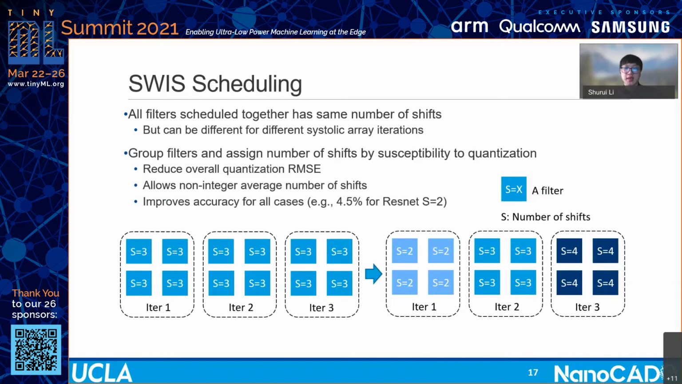at the same time. Instead of letting all 12 filters use 3 active bits, the scheduling algorithm can let 4 of them use 2 active bits and 4 of them use 4 active bits, if that reduces the overall quantization error. By doing so, the network accuracy is improved while maintaining the same number of active bits on average. Moreover, the scheduling algorithm also allows an odd number of active bits on average for the SWIS double shift version, and non-integer active bits for SWIS in general.